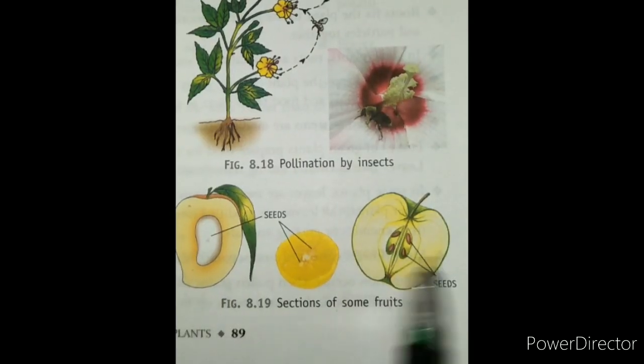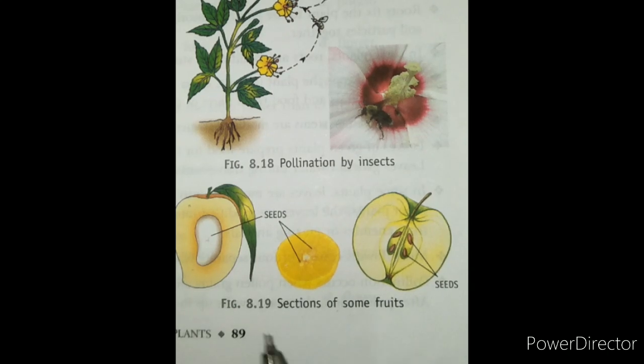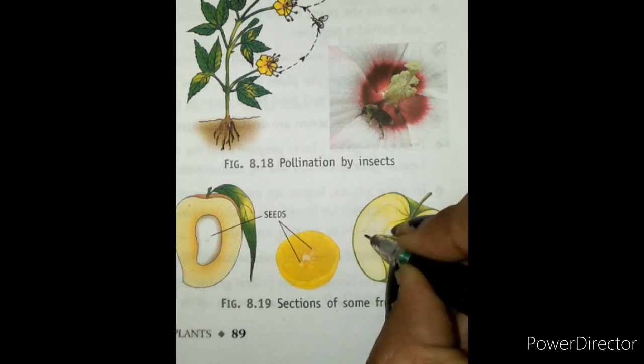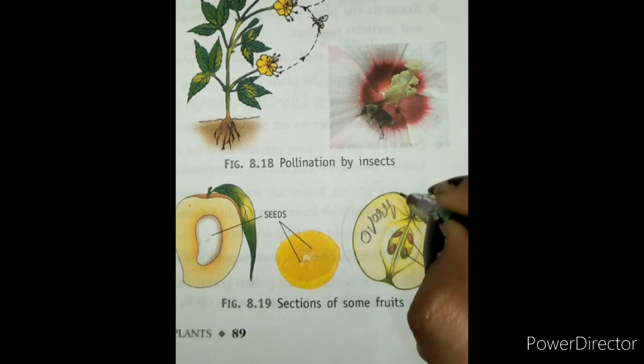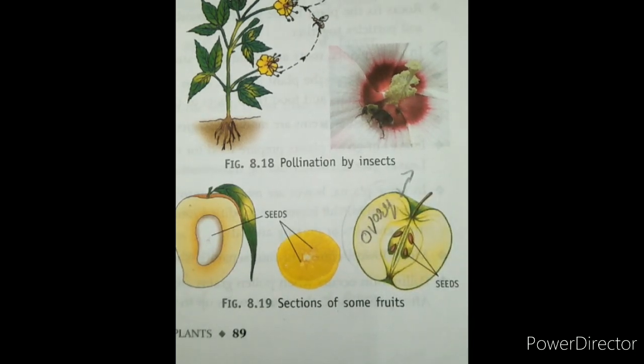Students, now check this picture carefully. First of all, sections of some fruits. What happens here? This is the ovary. This ovary part we take as our food, and the ovules further change into seeds. With these seeds a new plant can be germinated.